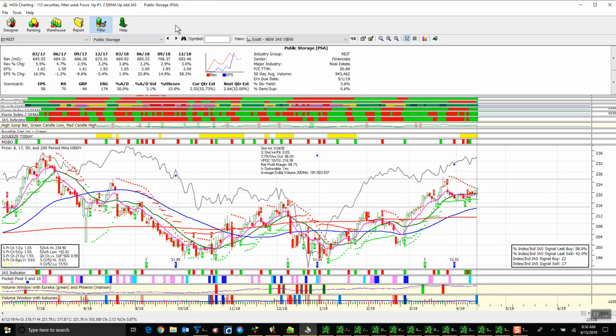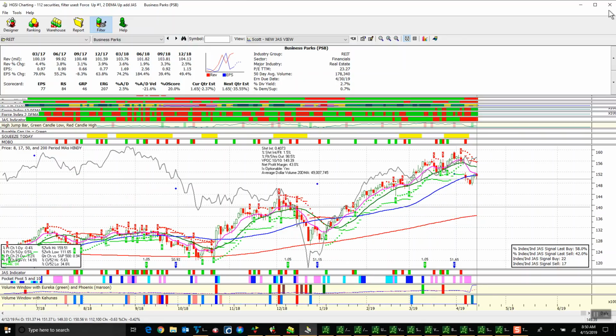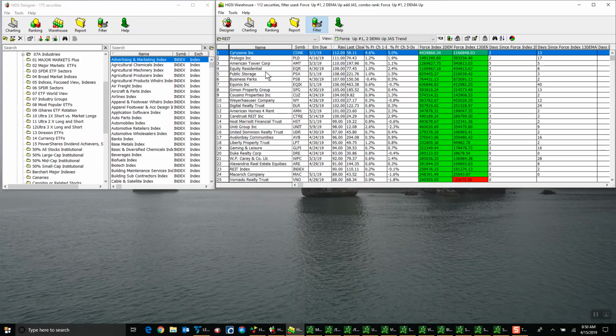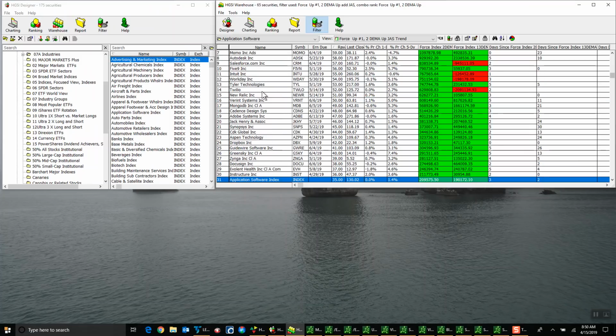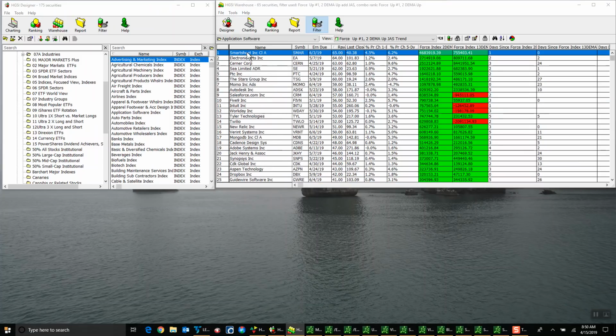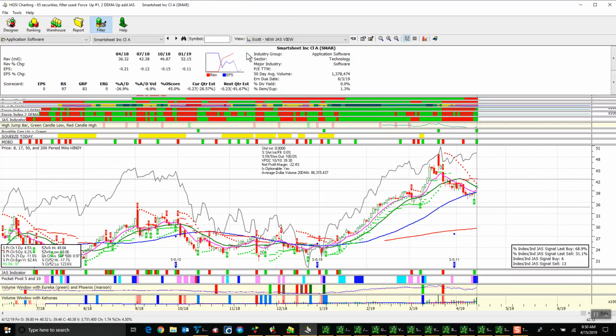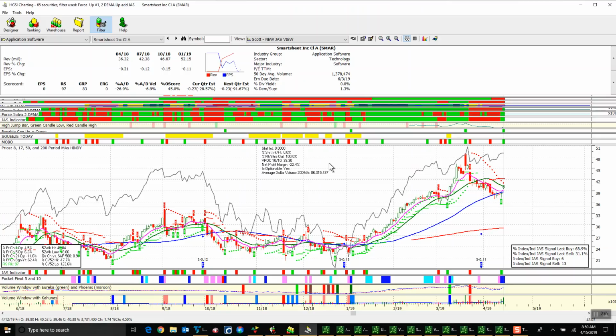So this is what top-down review is. I start and I work down the top 10 or so. Application software. Some of these got hammered, and now they're starting to recover, maybe all of them, perhaps. Smart sheet, run up, pull back to the 50 and a buy signal. Volume coming in, mobile breakout and a viable gap up.